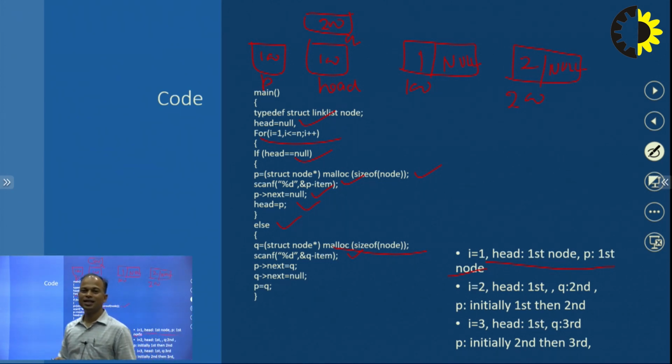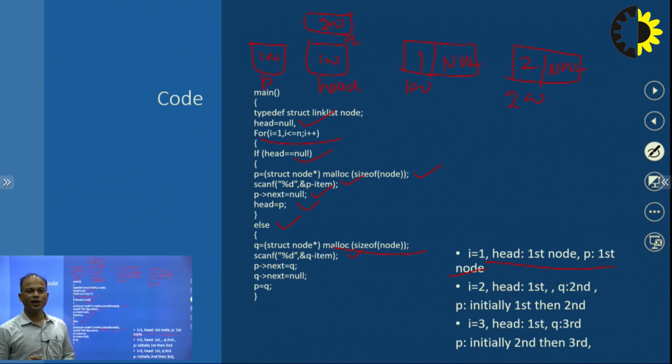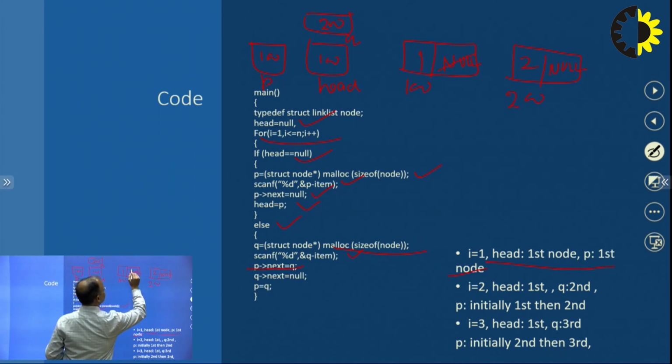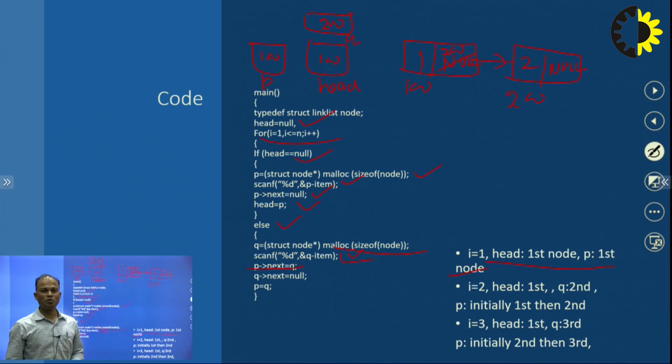Now we need the linking part: how can we link node 1 and node 2? For it we have written this particular code, p arrow next equals to q. p contains the address of the first node. The next part of the first node should contain the address of the second node, so we are passing 200 using this line. Now node 1 and node 2 are linked to each other.